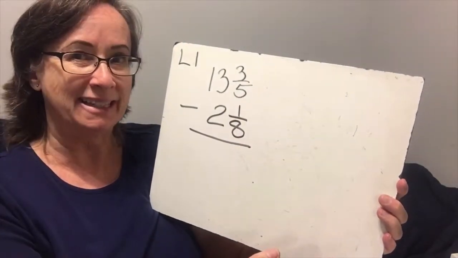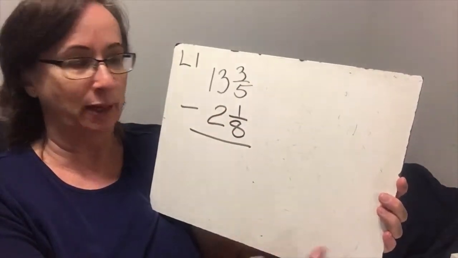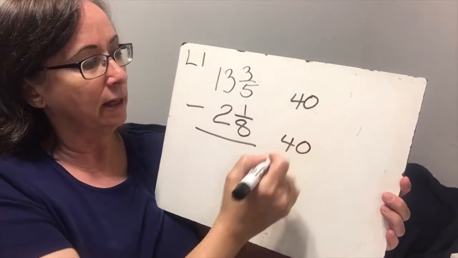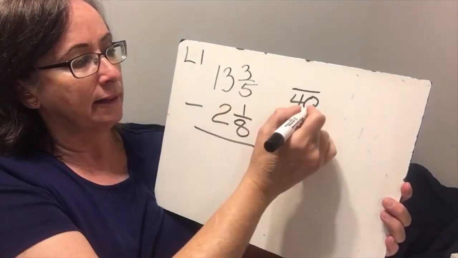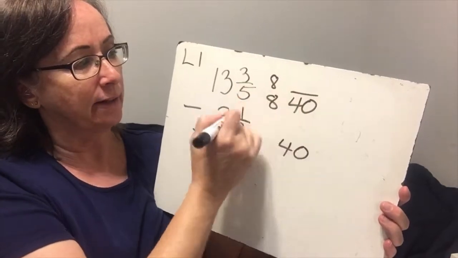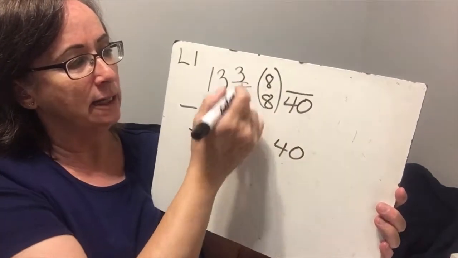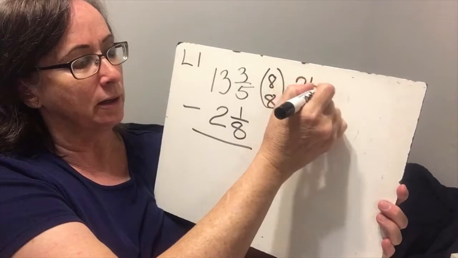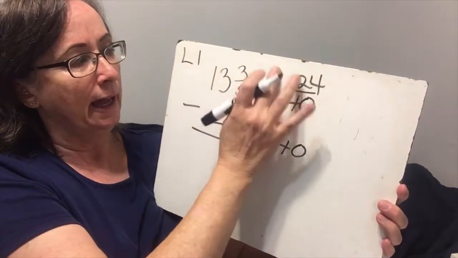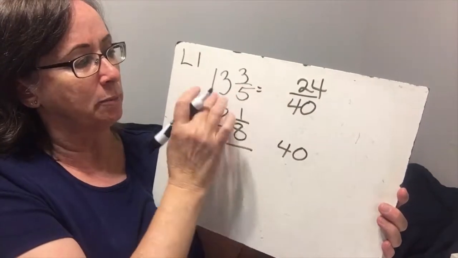Well, we already did this same configuration except we added. So we already know this is a 40 and this is a 40. We know that that is going to multiply by 8 over 8. And I'll just stick it there for a second. 8 over 8, which gives me the 24 over 40. So we'll erase that now. And I'm going to go ahead and put my whole number in there too.